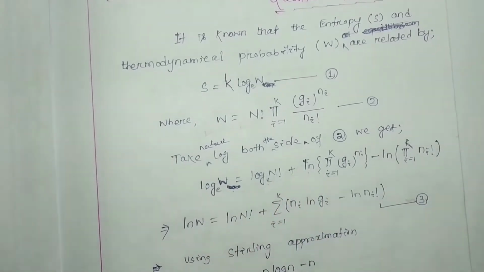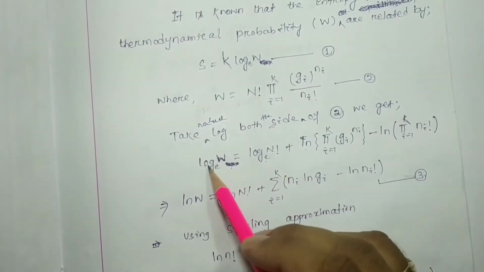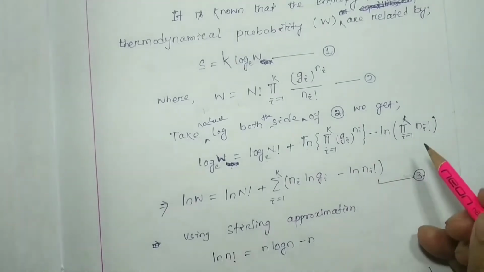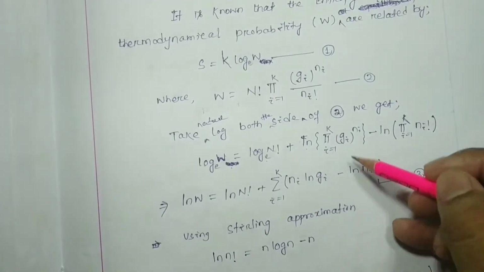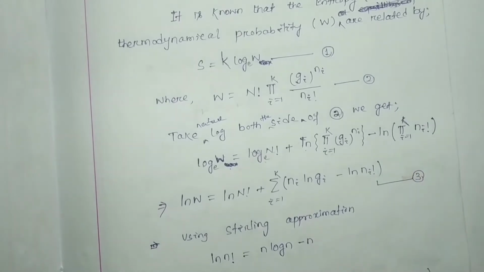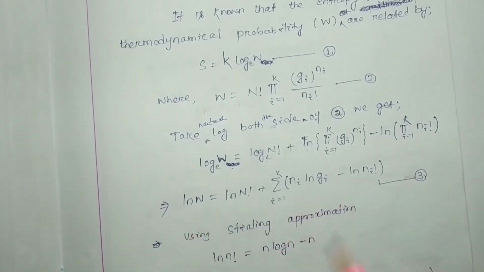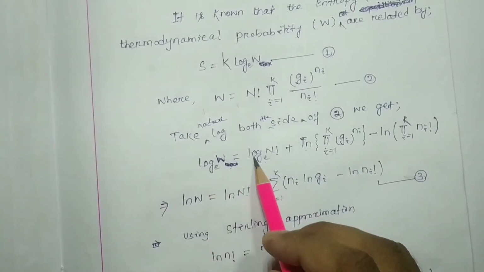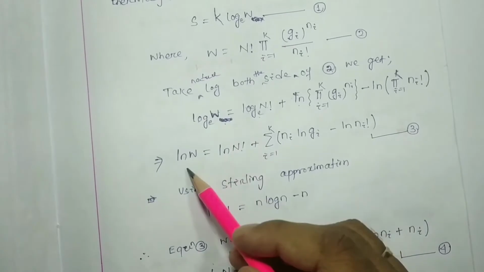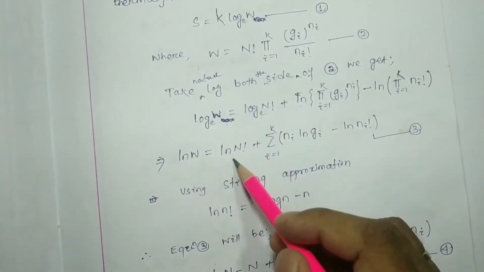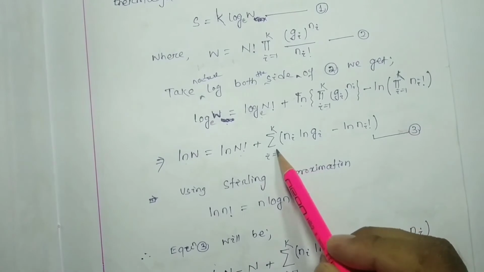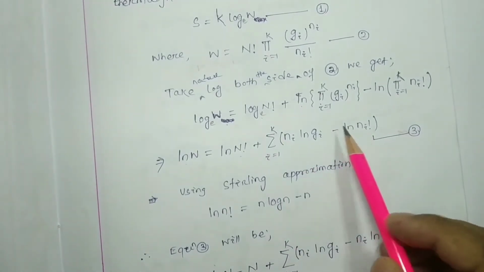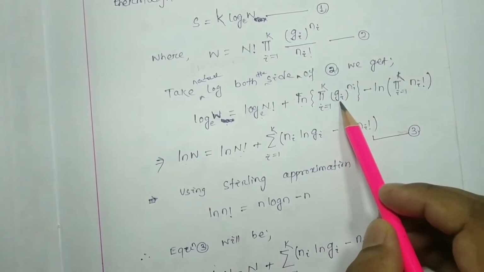Okay, some books have written it in this way, log e w. Some books have written ln. So here thereafter I have written ln, so you just write ln. So here you can write ln, no problem. Okay, so here ln w will be equal to ln n factorial plus summation over i equal to 1 to k, this is gi to the power ni.